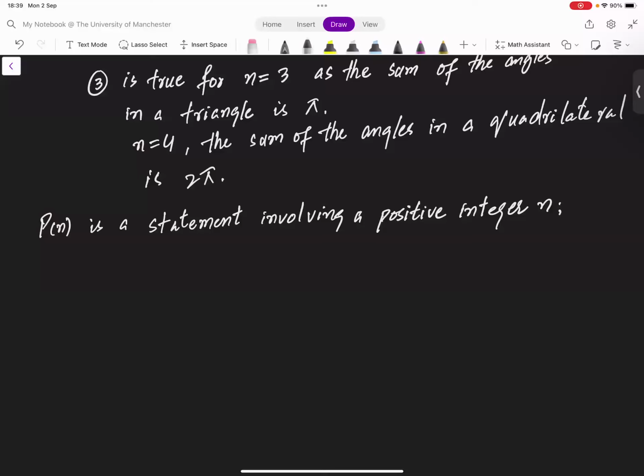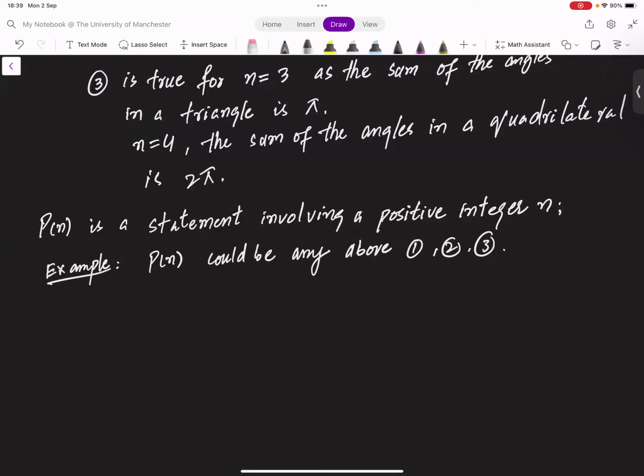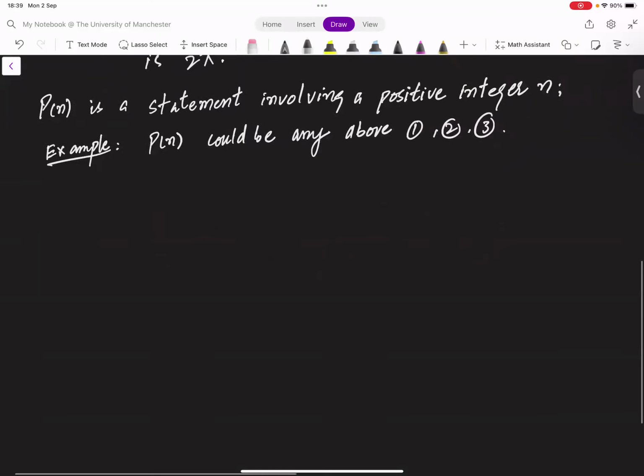For example, P of n could be any of the above 1, 2, or 3. Okay. And by this, we will give the principle of mathematical induction.